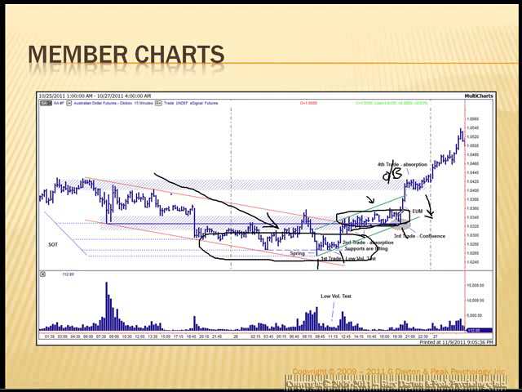So when we see this now, we would want to put on a different kind of trend channel in here. All right?